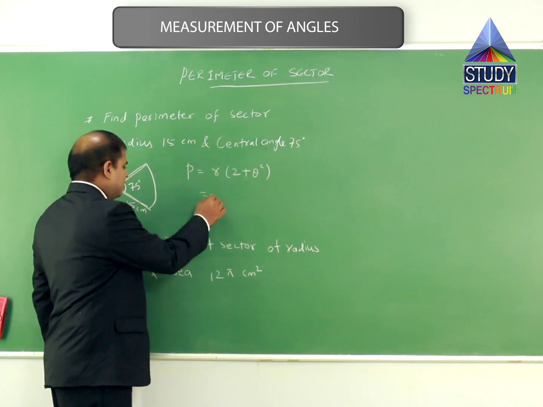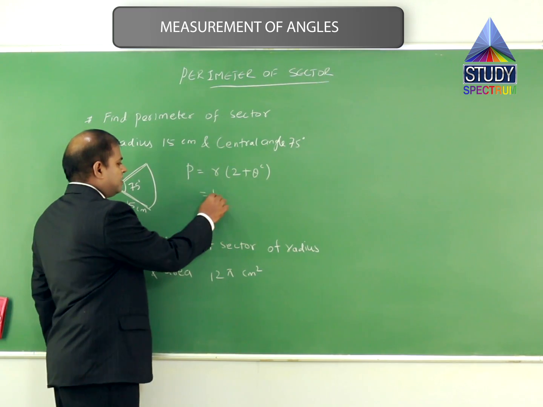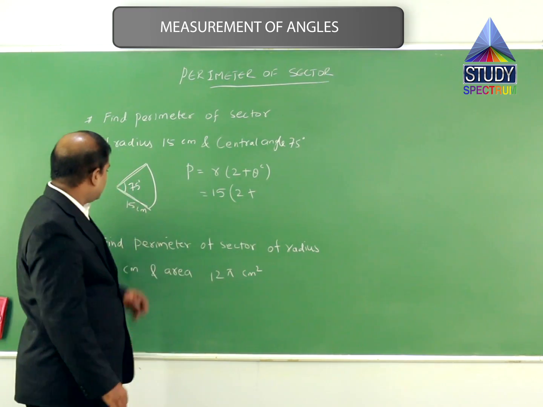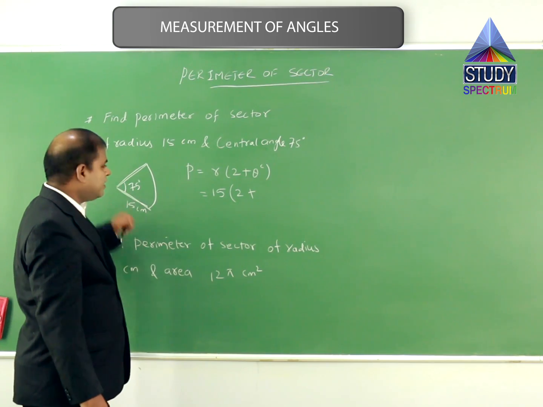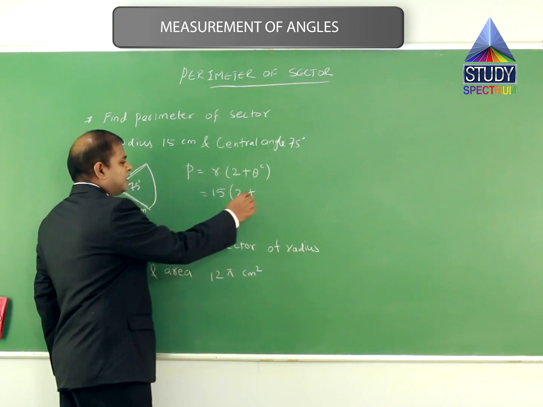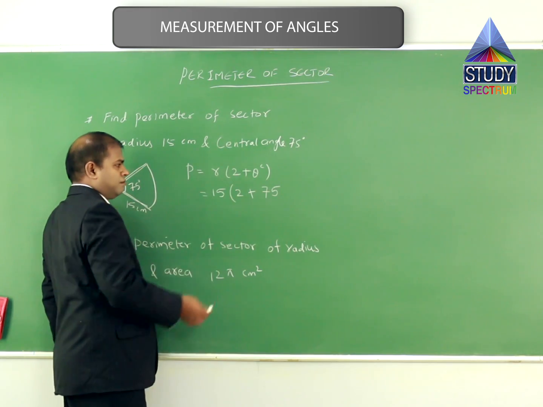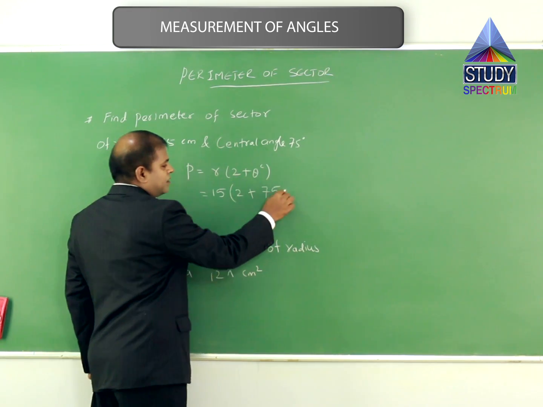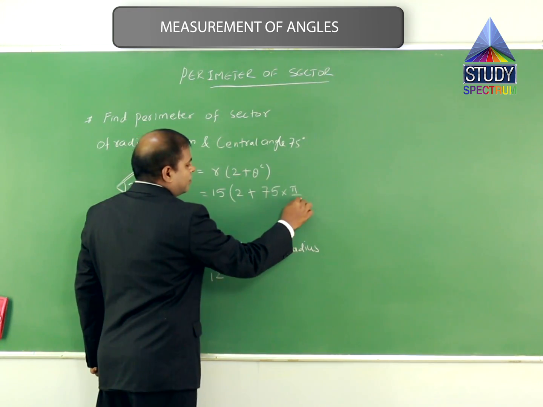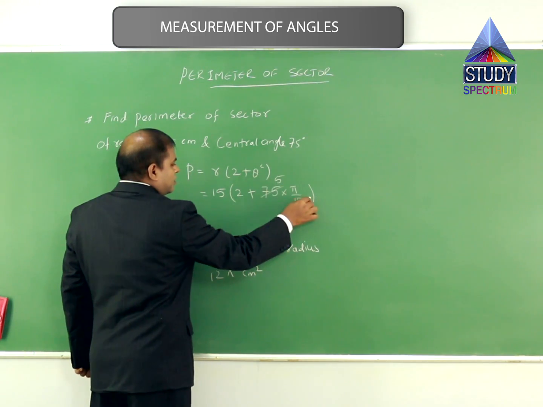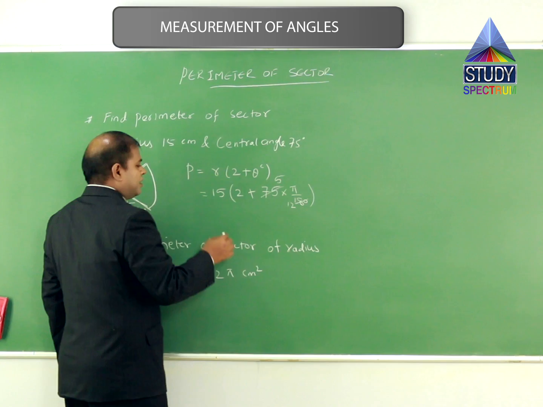So radius is given. Radius is 15 centimeter. 2 is a number. Theta is the angle in radians. Here it is 75 degrees, so we have to substitute the value of theta in radians. So multiply by pi by 180. Cancel by 15, this is 5, this is 12. So 5 pi by 12.